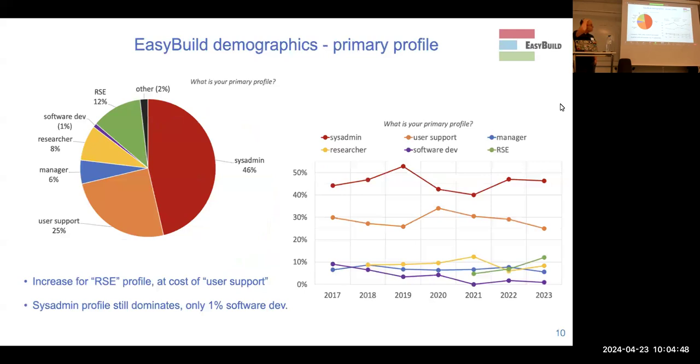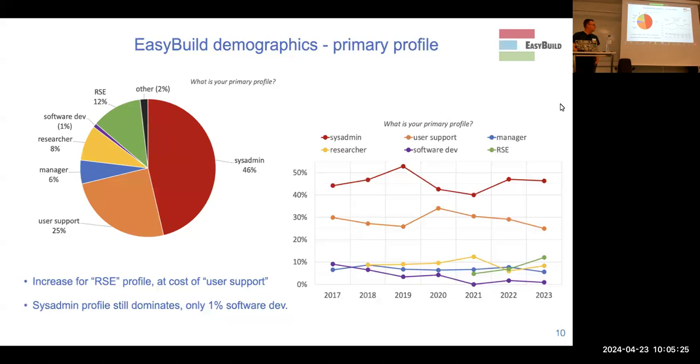Demographics, so what kind of role do people have? This is pretty stable over the years. The biggest part is still sysadmins, or people who consider themselves sysadmins. That's maybe not a surprise. I guess we know that's the type of community we have in EasyBuild. What's interesting is that the user support ratio is going down, but the RSE, so the research software engineer role, is going up. It's a kind of new thing, and I guess people are just rebranding themselves as RSEs rather than user support. I'm not sure it makes a lot of difference in practice, but that's definitely popping up here.